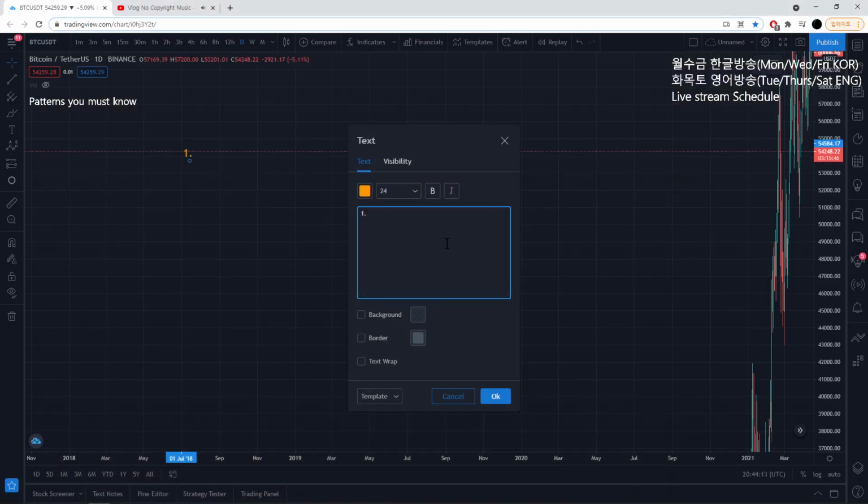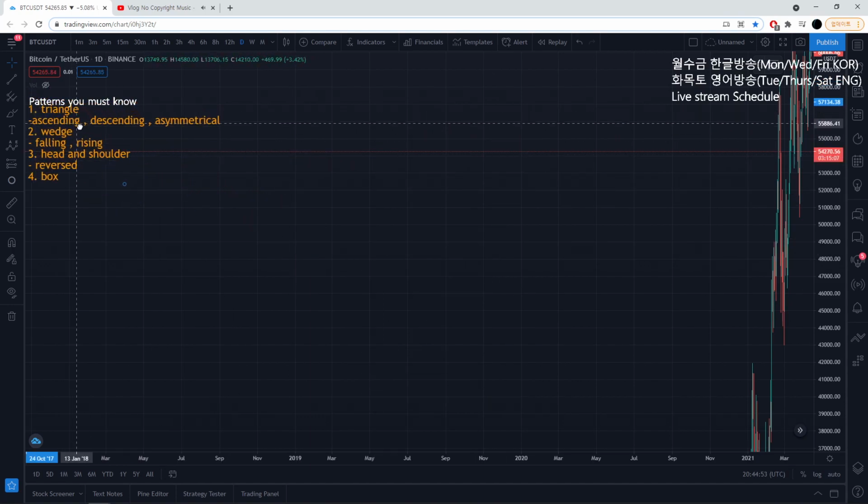Okay, so number one is triangle. There are three types of triangle: ascending, descending, and asymmetrical. Number two is wedge: falling, rising. Number three is head and shoulder, and of course there is a reverse version of it. And number four is box. Okay, so I'll talk about these four today.